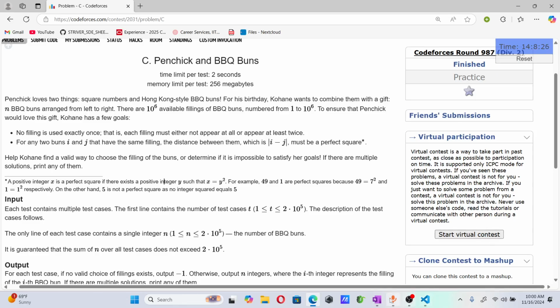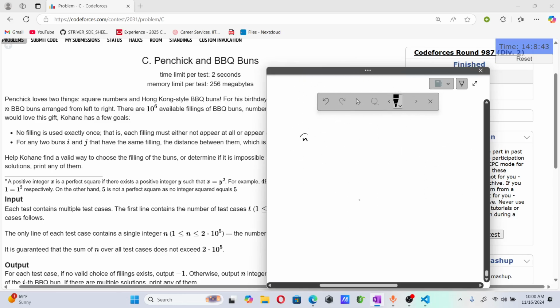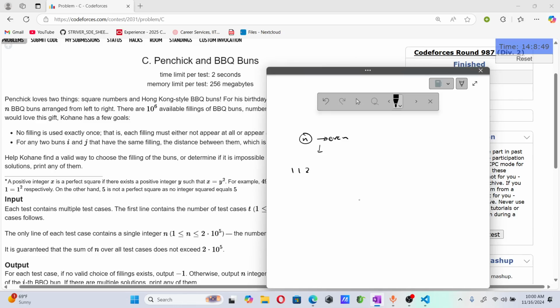So let us say it's even. So if n is even, then I can just do 1, 1, 2, 2, 3, 3, 4, 4, and so on. Because the difference is 1, it's a perfect square. Difference is 2, it's a perfect square. 3, it's a perfect square, right? So the only problem is with odd numbers.